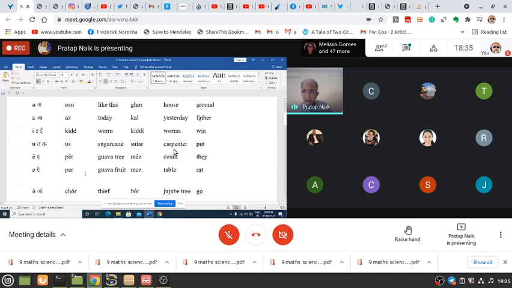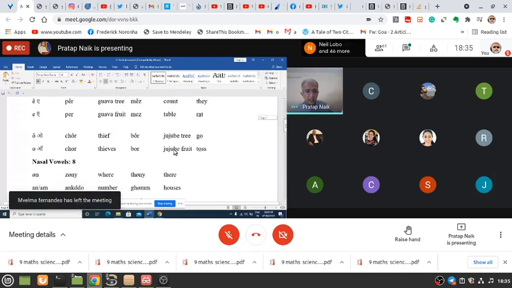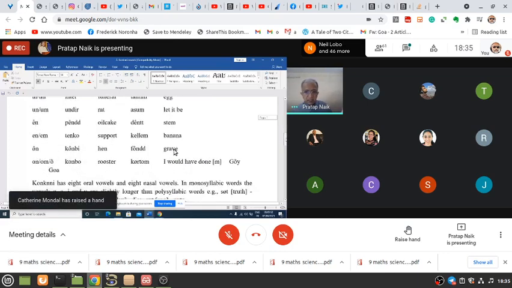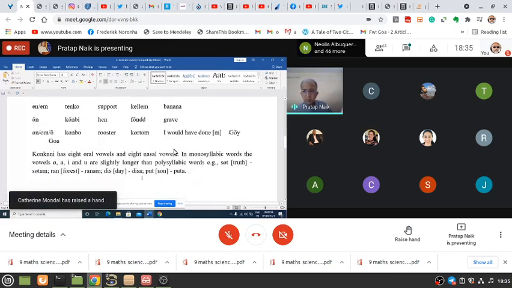Now you want to type that word goin, here last, this word goin. How to type this? G, go on O, you find that with the tilde, goin.